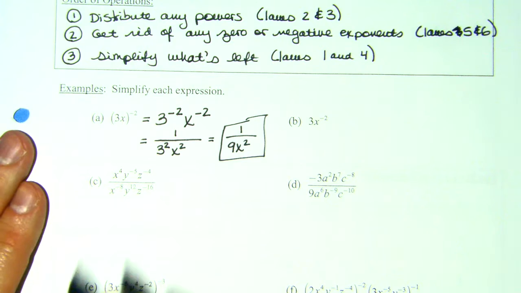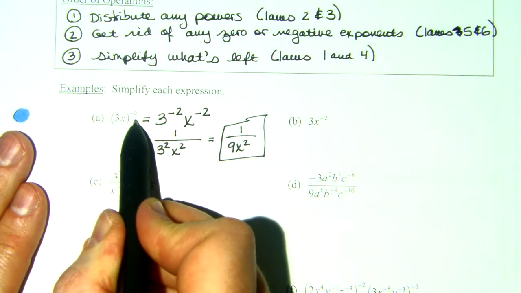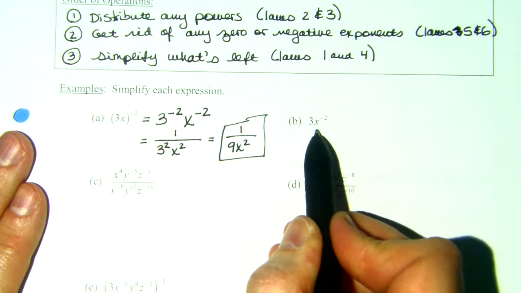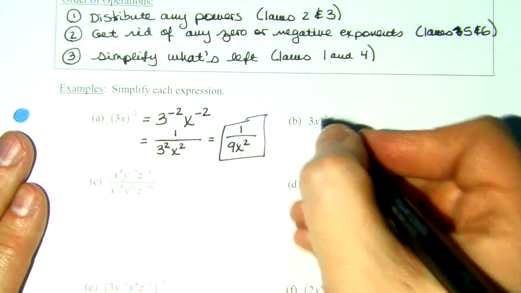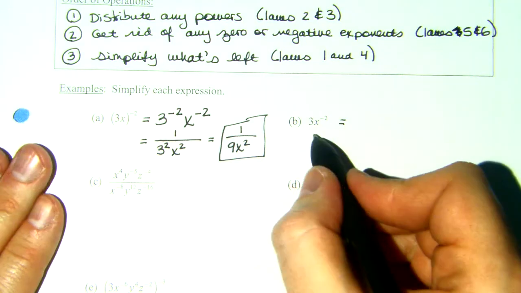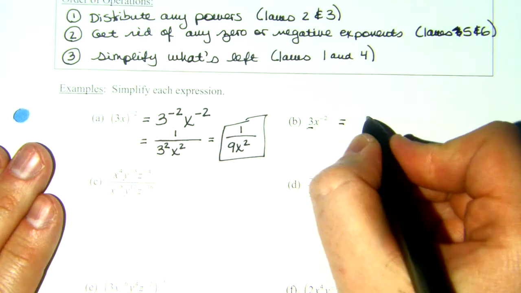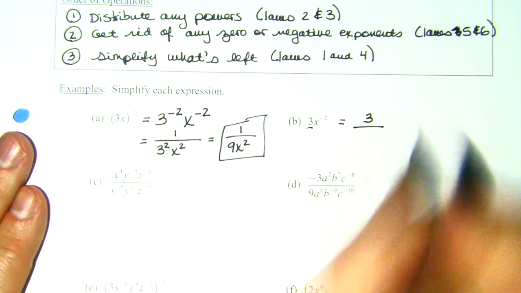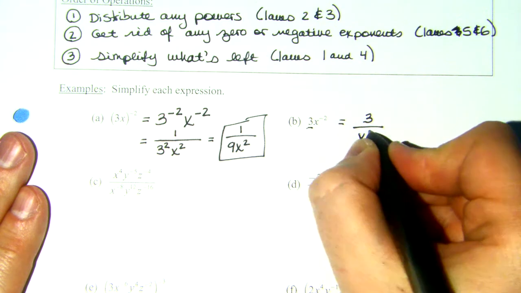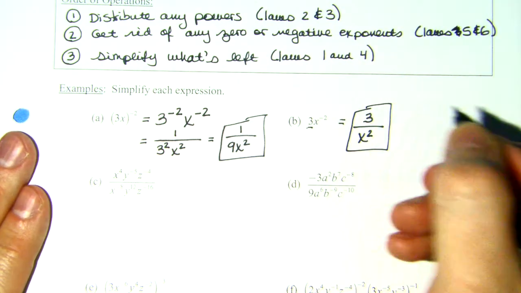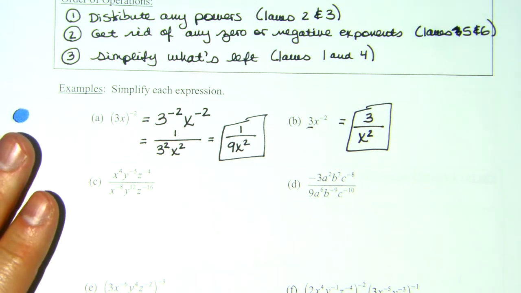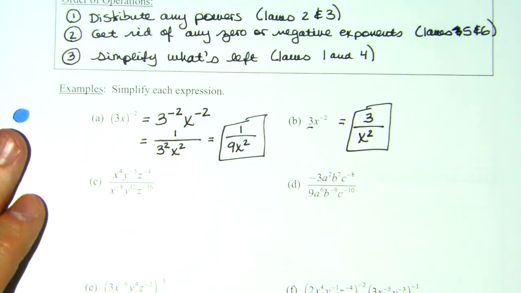B is different than letter A. In letter A, because of those parentheses, that negative 2 applied to both of those things. In letter B, the negative 2 exponent only applies to the x. So, the 3, I don't have anything to distribute, I'm not going to bother with that. But when I get rid of my negative exponents, the 3 does not have a negative exponent. It's going to stay where it was. Then, I'm going to put an x to the negative 2. I'm going to make it x squared in the denominator: 3 over x squared. Please take a close look at A and B and make sure you see the difference between the two. The parentheses makes a difference.